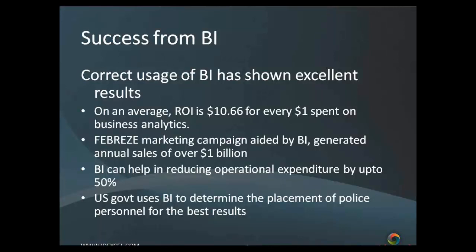It is also seen that business intelligence can reduce operational expenditure by up to 50%. This has been used across the verticals. You can talk about healthcare, e-commerce, non-government organizations, media. Everybody uses business intelligence. And in fact, the U.S. government also uses BI to determine the placement of police personnel for the best results, with a minimal police force at critical or advantage points, so that the best results can be achieved with that minimal workforce. So decision making based on BI is very critical for businesses to succeed.